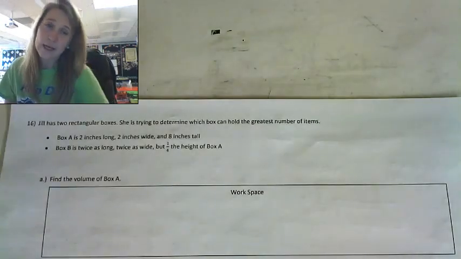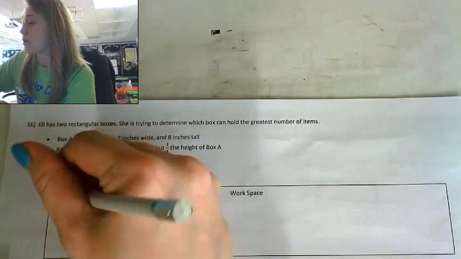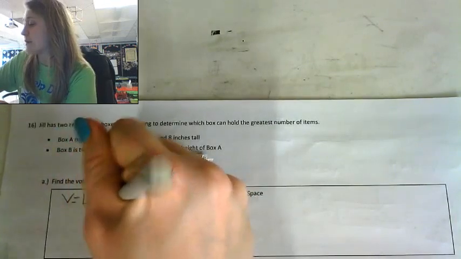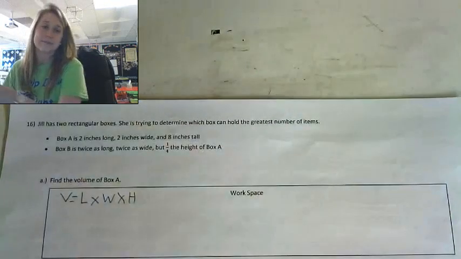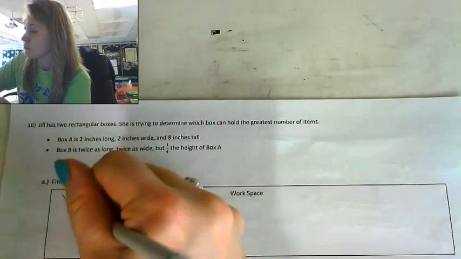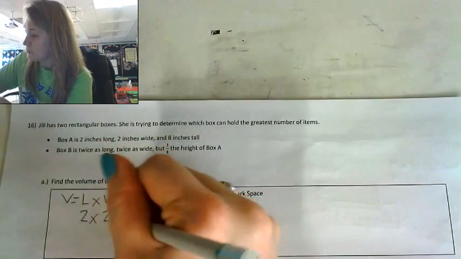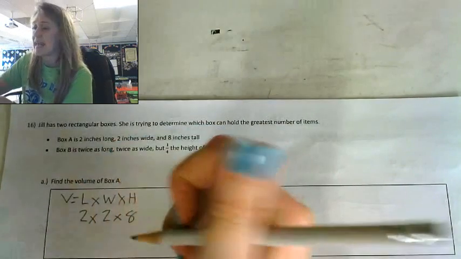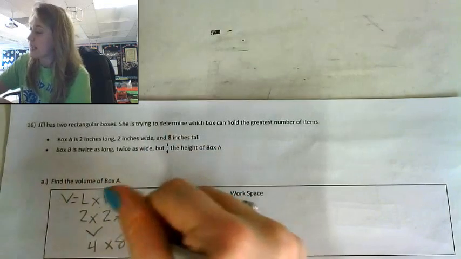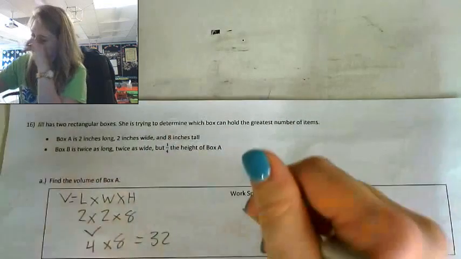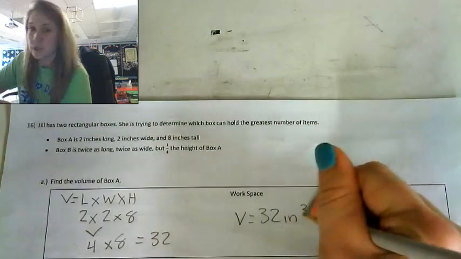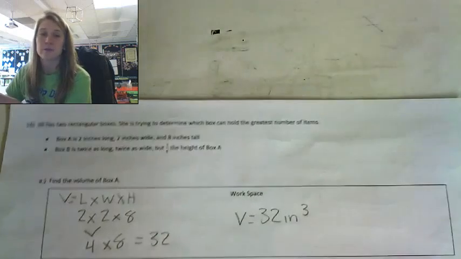This is what we've been doing for the whole study guide, right? This isn't going to be too bad. I'm going to put my formula first. Volume, V-O-L-U-M-E, length times width times height, E-Z. Okay, so let's see what it says. My length is 2, my width is 2, and my height is 8. 2 times 2 is 4. 4 times 8 is 32. So the volume of the first one is 32 inches cubed. Okay, that wasn't too bad.